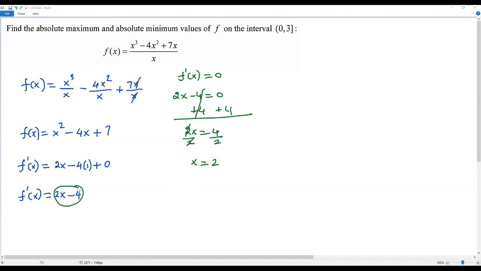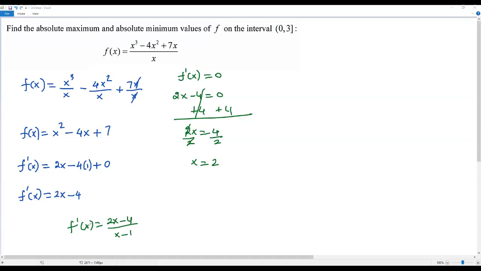But here it's a polynomial, so 2x minus 4 is defined for all real values of x. There is no value of x for which f prime of x becomes undefined. In case there is any such value, just for an example, let's say f prime of x equals 2x minus 4 over x minus 1, something like this.